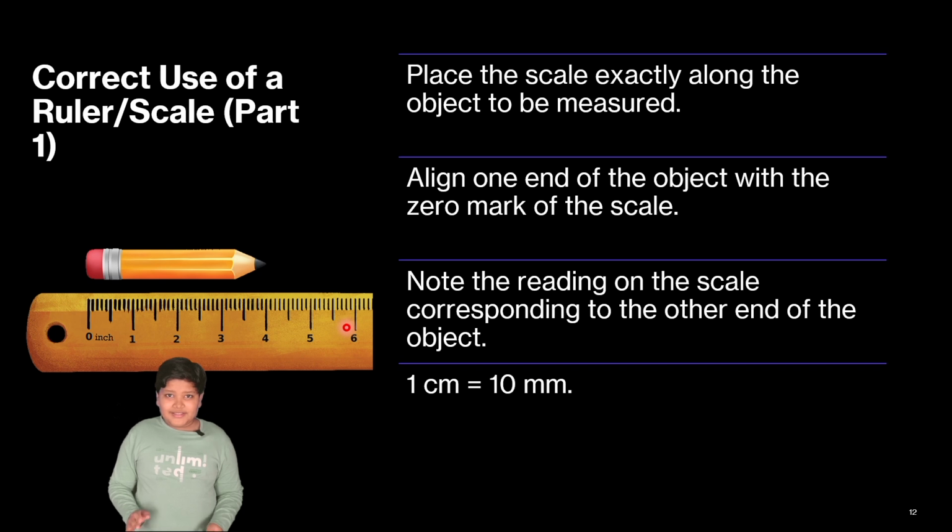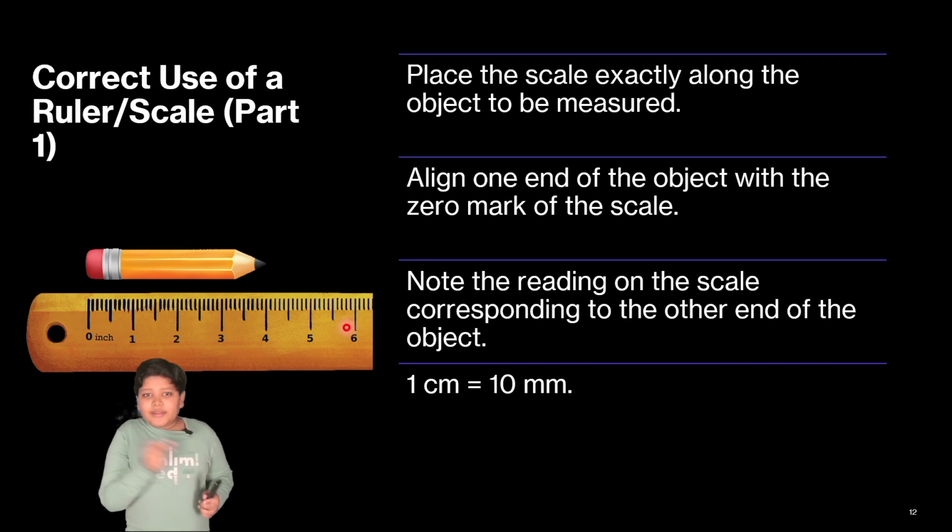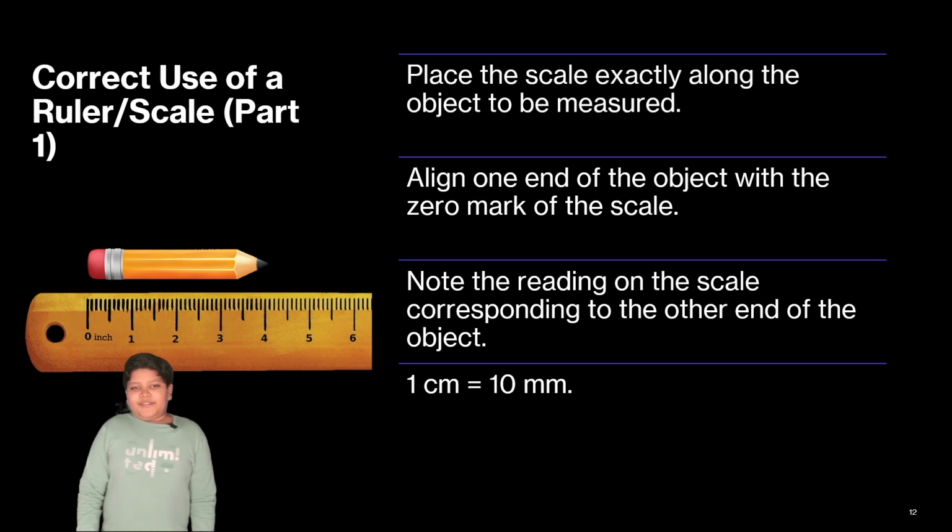Using a ruler correctly is key to accurate measurement. First, make sure the ruler is perfectly aligned with the object. Then always start by aligning one end of the object with the 0 mark on the scale. The measurement is simply reading where the object ends and where that scale marking is. And each centimeter is divided into 10 small millimeters for more accurate precision.